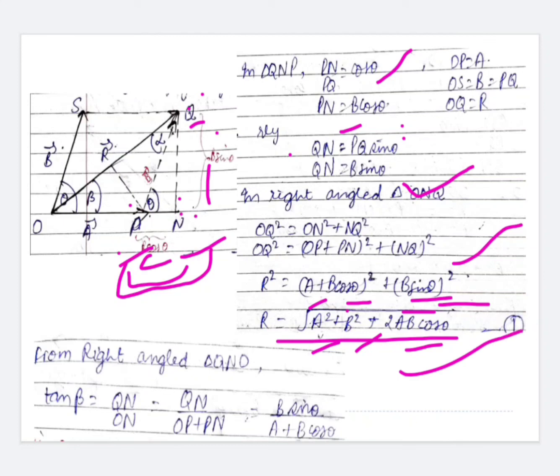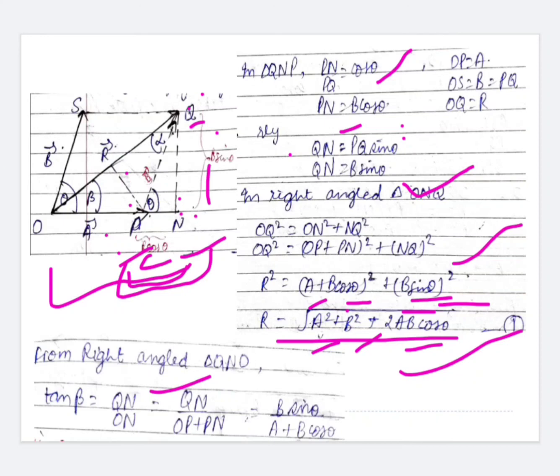Now if you want to find the angle at which this vector R is inclined to vector A, how can we find it? We can simply take the value of tan beta. We have considered this angle as beta, because theta is already the angle between vector A and vector B. Now tan beta we already know is perpendicular upon base. Perpendicular we already know is Qn, and base is ON, which as already discussed we can write as OP plus PN.